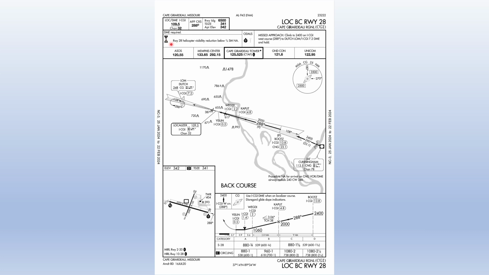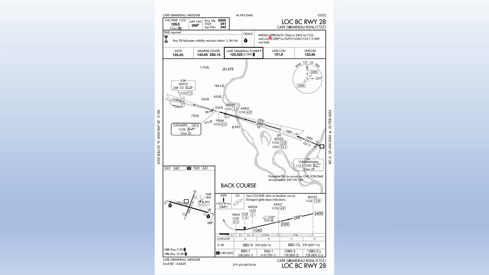So if we were filing this as an alternate, we'd want to take a look at that. But we are not. In the notes, it tells us that the runway 28 helicopter visibility reduction below 3/4 statute mile is not authorized. We're not a helicopter, so that does not apply to us. It tells us that the approach lighting is the omnidirectional approach lighting system, which is the flashing strobe lights that you can see from any direction. So that's the type of approach lighting system we have.